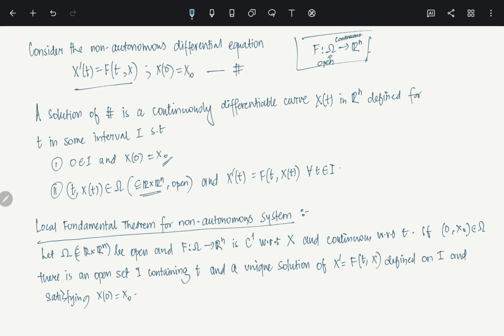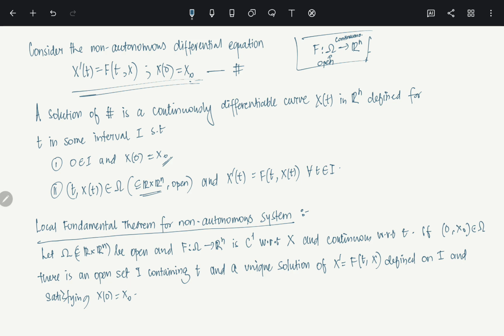See, 0 doesn't have to be 0, it can be any t naught, it doesn't really matter. I'm just writing it as 0 to make it look pretty. So essentially what I'm saying is this: this is the problem we have in question. It's a non-autonomous system. When can we say that there is a solution?